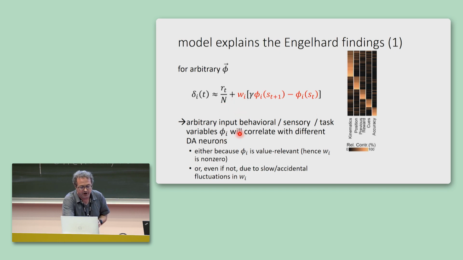And so that means that whatever phi is, arbitrary input sensory variables, are going to correlate with different neurons corresponding to those variables, either because W is actually positive because phi is value relevant, you're ramping up as you get closer to the reward or something, or even if not, if it's completely irrelevant, just because W is not going to ever be 0, it's going to fluctuate. And so with learning, you're going to see some responses to the cues that the dopamine neuron cares about. So that is where the cue responses are coming from.